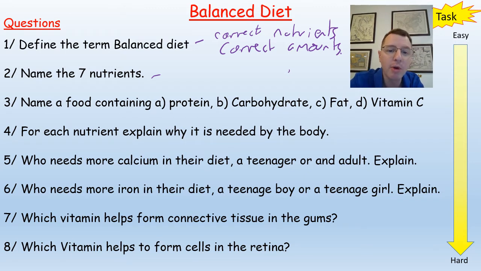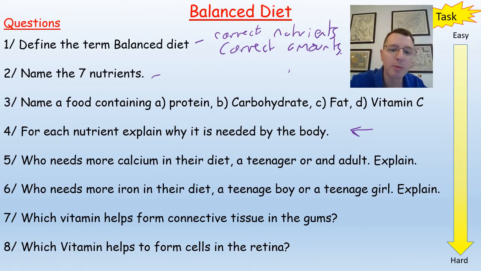For each nutrient, explain why it's needed by the body. Well, unusually, I'm not going to give you the answers for this. If you've made your notes on the previous 7 slides, you should be able to mention and name all of these. Proteins are needed for growth and repair, fat's an insulator, fat is also an energy store, carbohydrates are a source of energy, and you must be very careful there. Carbohydrates are an instant source of energy. They're used in respiration. Fats are not used in respiration as readily, therefore they're an energy store. You can go and look at the other minerals. Particularly, you need to know vitamin A, vitamin C, vitamin D, and you need to know about iron and calcium.